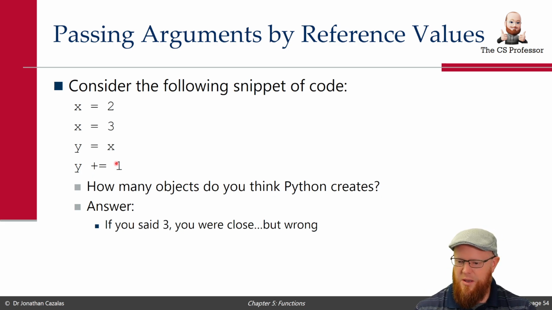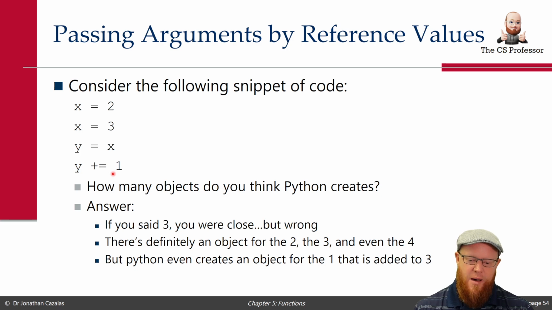So you'd be close. But when we want to add 1 to Y, what actually happens is first an object is created with the value of 1, right? An object is created with that value of 1.